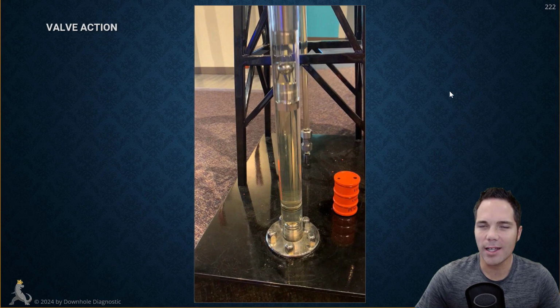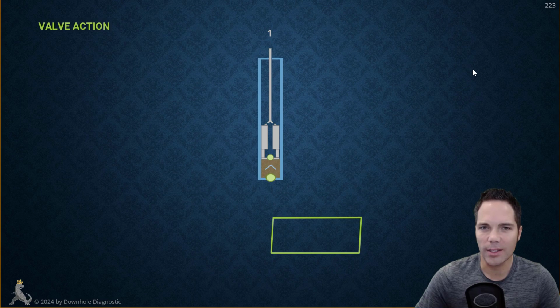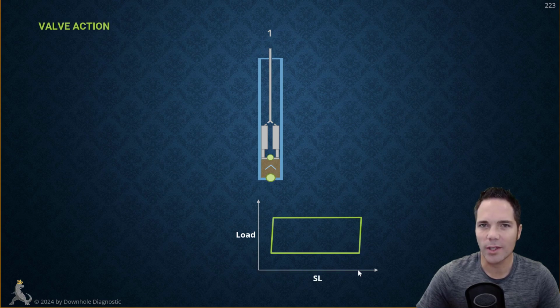And we're going to see why the valves open now on this particular slide. So let's look at valve action, and we're going to use diagrams like this, and this ideal pump card right here. Remember, when we look at the downhole pump card, we haven't talked about that yet. That's in the next section. I'm sure most of you are familiar with it though, but this is the load on the y-axis, and here's the stroke length, the position.